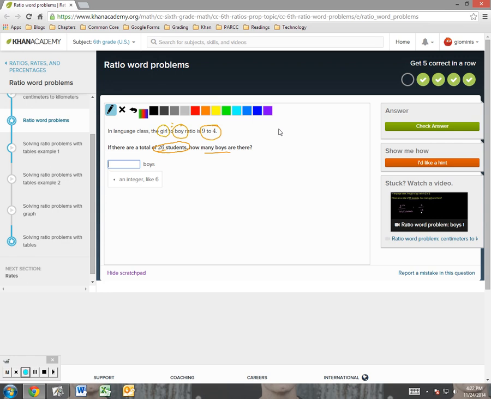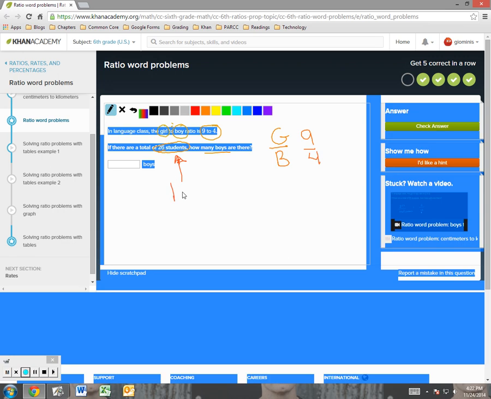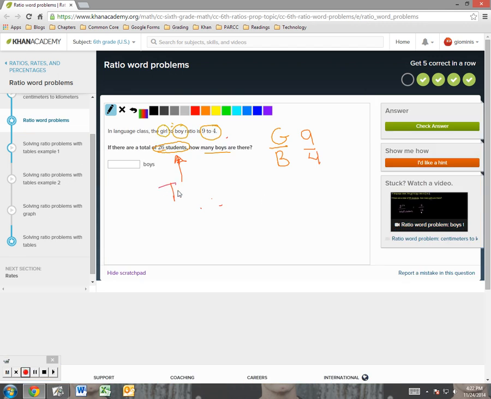Going back to my original ratio, we were comparing girls to boys. That was our original ratio, and we had 9 girls for 4 boys. But now we're talking about, hey, I have 26 students. So that is a total. How am I going to get a total out of this? Well, if I'm looking at a class and the one set has 9 girls for every 4 boys, altogether I just looked at 13 kids total. Now I'm finding out how many boys there are, so I'm comparing boys to total.